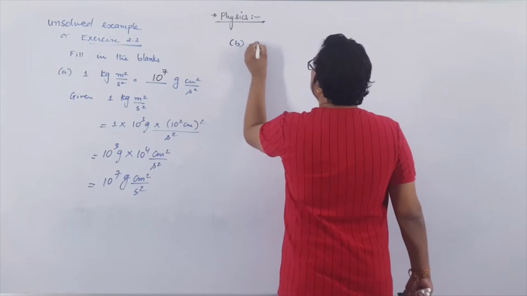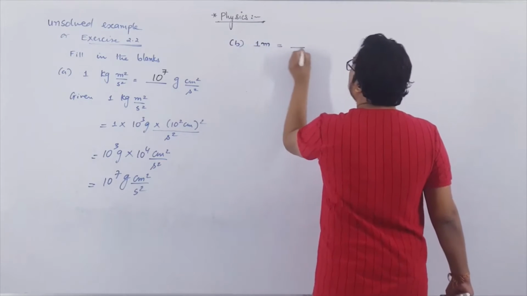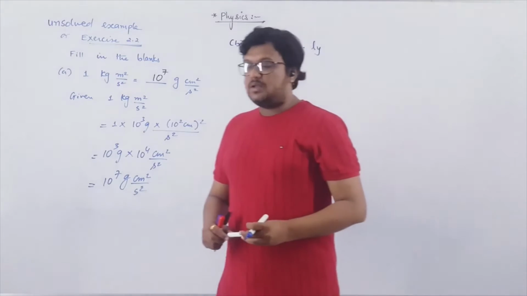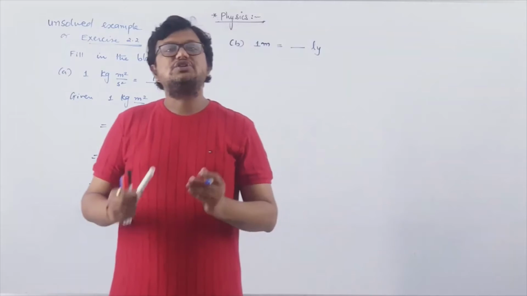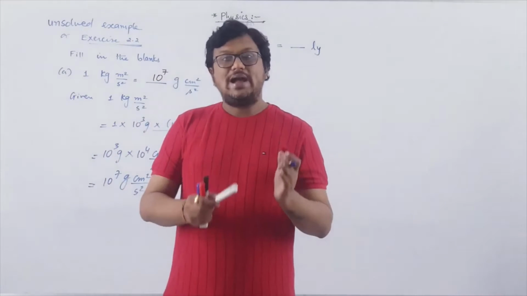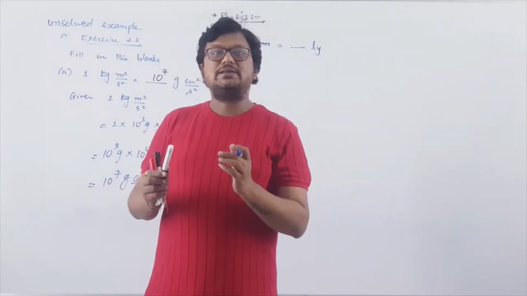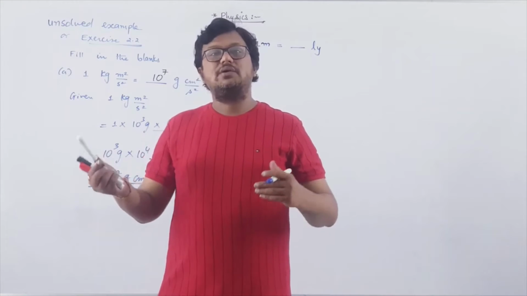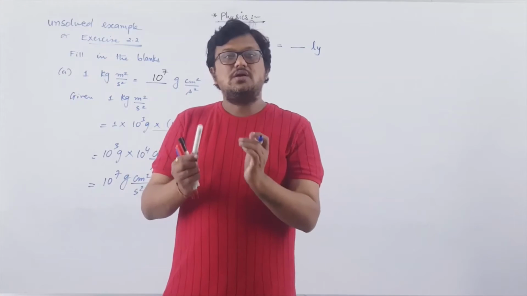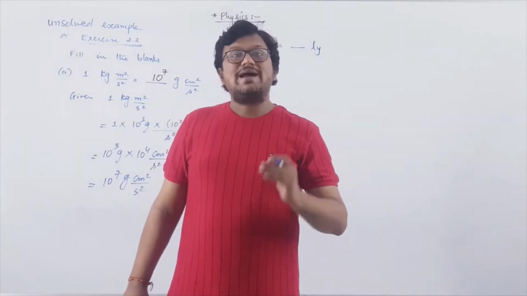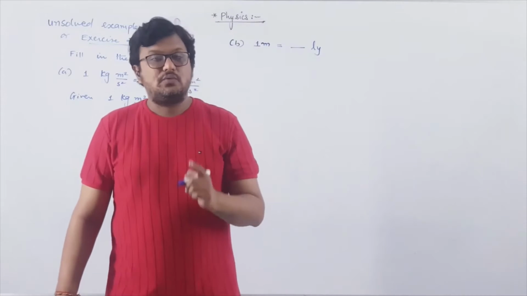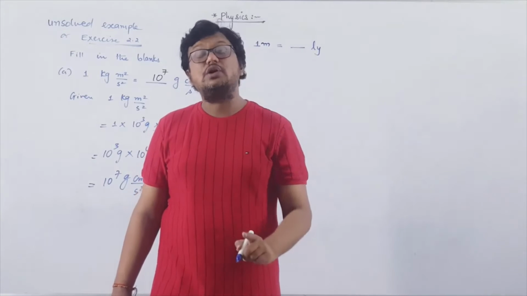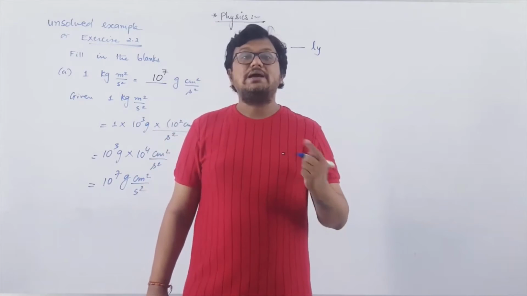The second one is 1 meter equal to blank light year. Ly means light year. Now what is light year? Light year is basically a distance traveled by light in 1 year. So light year, if you come across here, you will think that it is a unit of time. 1 year is time actually, right? After 1 year means after some particular time. So year is a unit of time. But 1 light year is a unit of distance. 1 light year means the total distance traveled by light in 1 year.